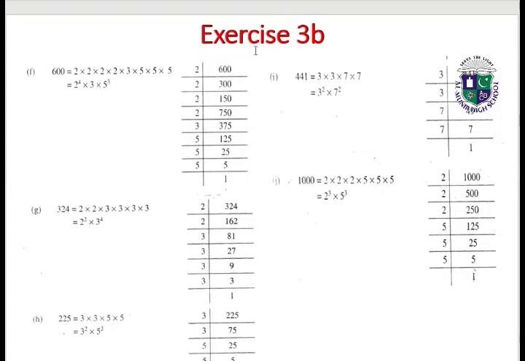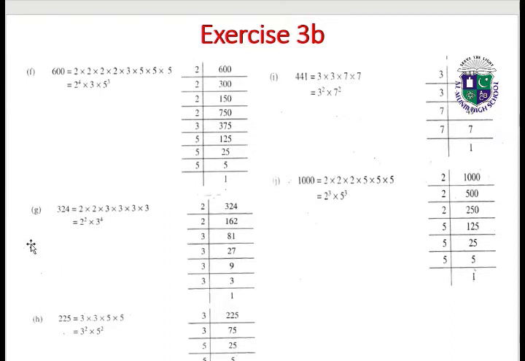Exercise 3b, F part, 600. 2 3s are 6, 2 1s are 2, 1 carry, 2 5s are 10, 2 7s are 14, 1 carry, 2 5s are 10, 150, 2 7s are 14, 1 carry, 2 5s are 10, only 75. 3 2s are 6, 3 5s are 15, 5 5s are 25, 5 1s are 5. 600: 2 multiplied by 2, multiplied by 2, multiplied by 3, multiplied by 5, multiplied by 5, 2 power 4, index form, multiplied by 3, multiplied by 5 cube, index form.